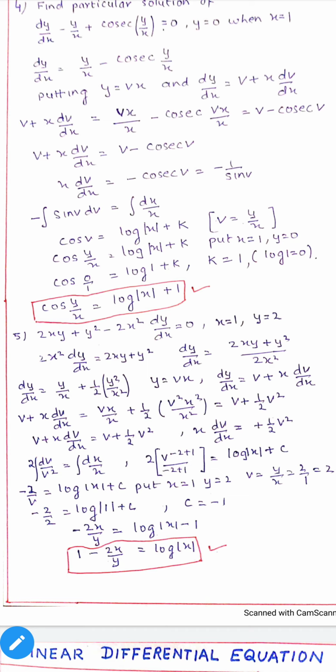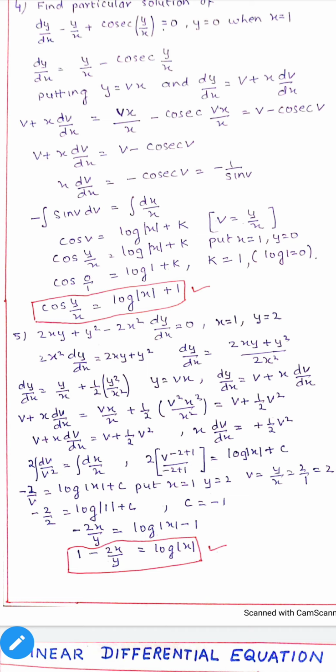Integral 2 dv upon v square is equal to integral dx upon x. 2 v to the power minus 2 plus 1 upon minus 2 plus 1 is log modulus x plus c. Minus 2 upon v is log modulus x plus c. Put x is equal to 1 and y is equal to 2. v comes 2 upon 1, 2. So in place of v, we can put 2 also. So we get minus 2 upon 2 is log 1 plus c. We know log 1 is 0, so c is minus 2 upon 2, that is minus 1.